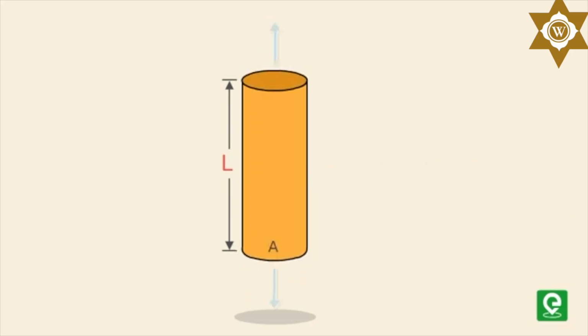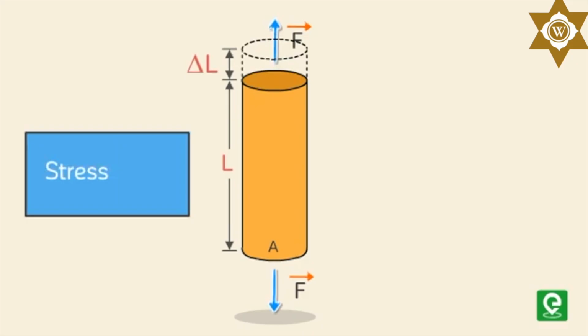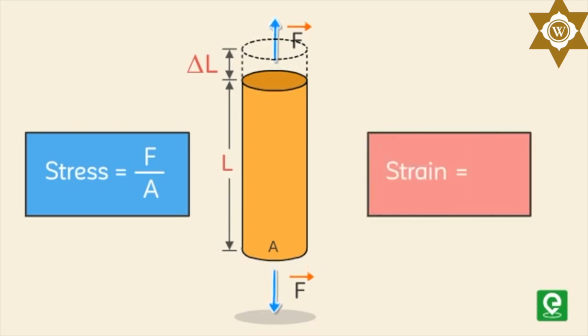In other words, two equal and opposite forces are applied at its ends in order to stretch the rod. Here, the stress acting on the rod is equal to the force applied divided by the cross-sectional area. And strain is the measure of the deformation of an object under stress. Strain is defined as the fractional change of the object's length when the object experiences stress.